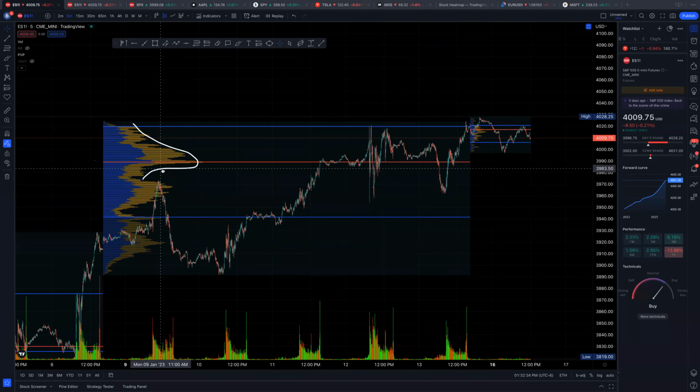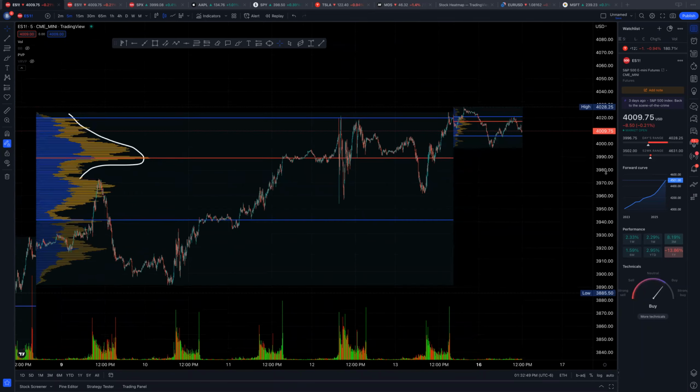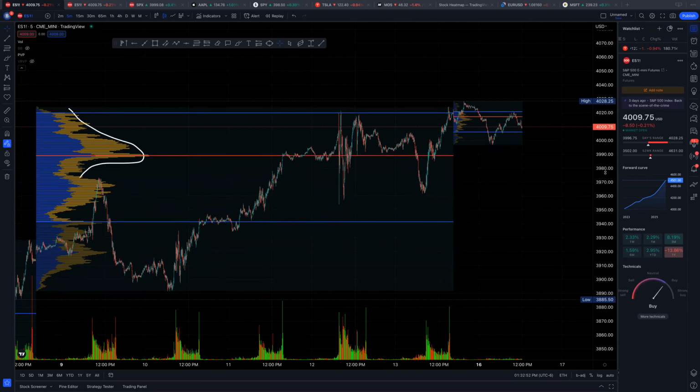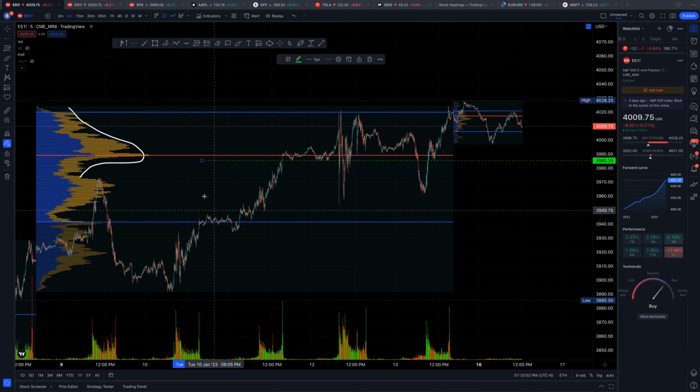When we see a point of control form in the volume profile, you can see how buyers and sellers start basically chopping the price. And once you see a chop, you start seeing structures form. There are different structures in the volume profiles. So on this point of control, we have this structure form right here, and then we have another structure form up here. While it's a bit complicated to see, you can see how the structure formed right here.